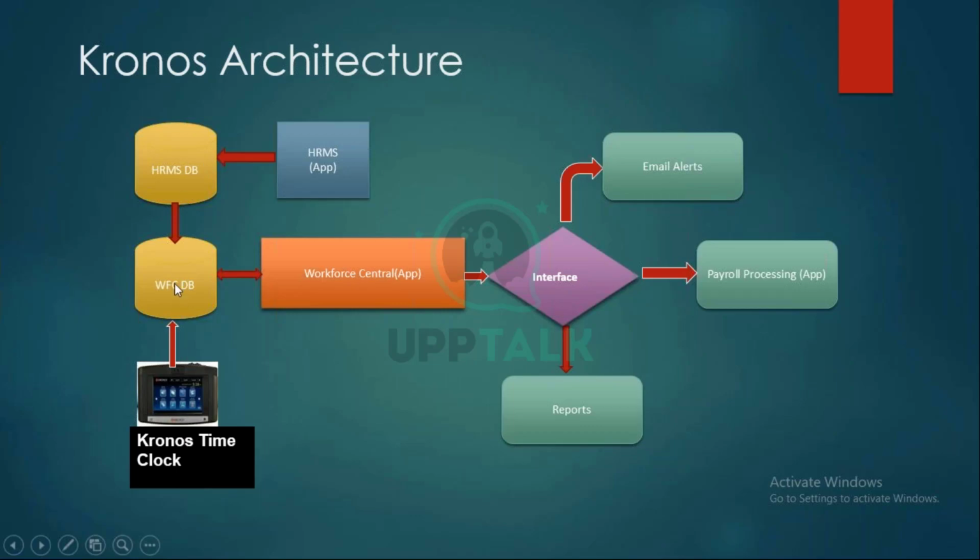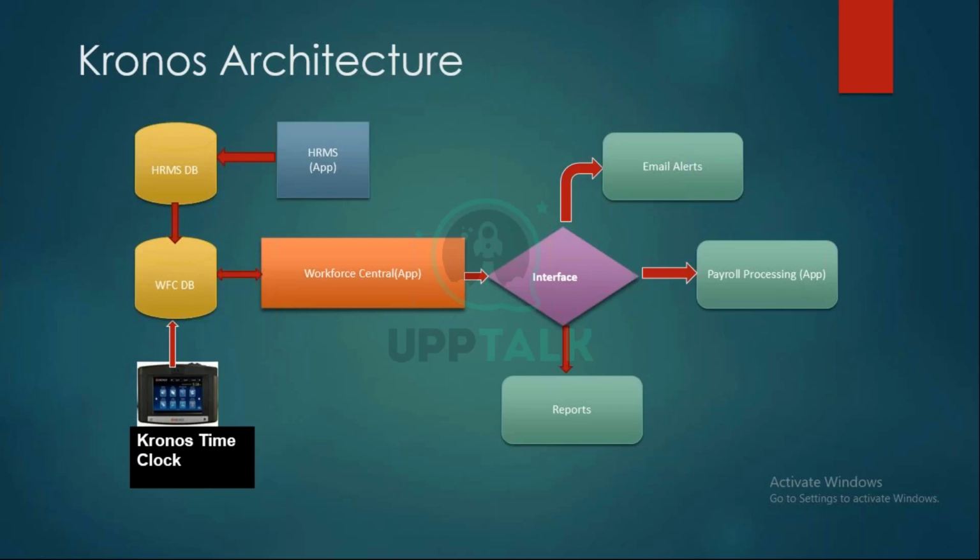You punch in, so the database knows that this person has punched in at this time. It gets sent to the application. I'll show you the application in a minute. If you are a manager, you can view the time cards of other employees, and you'll be able to see this person has punched in at this time. Then you can use interfaces to send the payroll information to the payroll processing app, which will be a different app like Ceridian or another bank, etc.